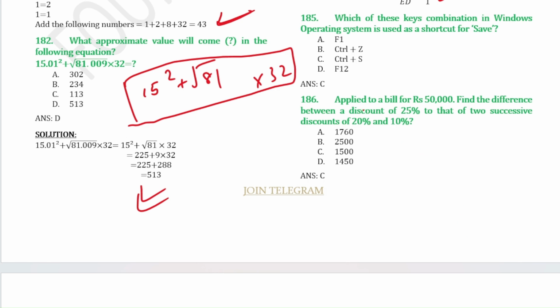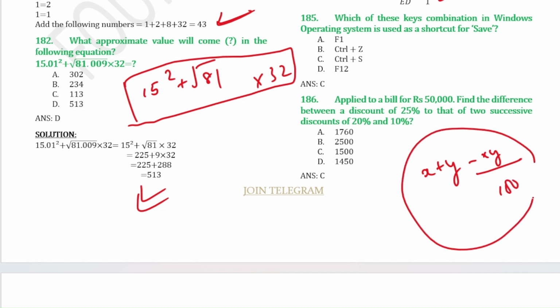Next question. Applied to a bill of 50,000, find the difference between the discount of 25% to that of the successive discount of 20% and 10%. So to find the successive discount, this formula is important. That is X plus Y minus XY divided by 100. So this formula is important to find the successive discount for any given values.